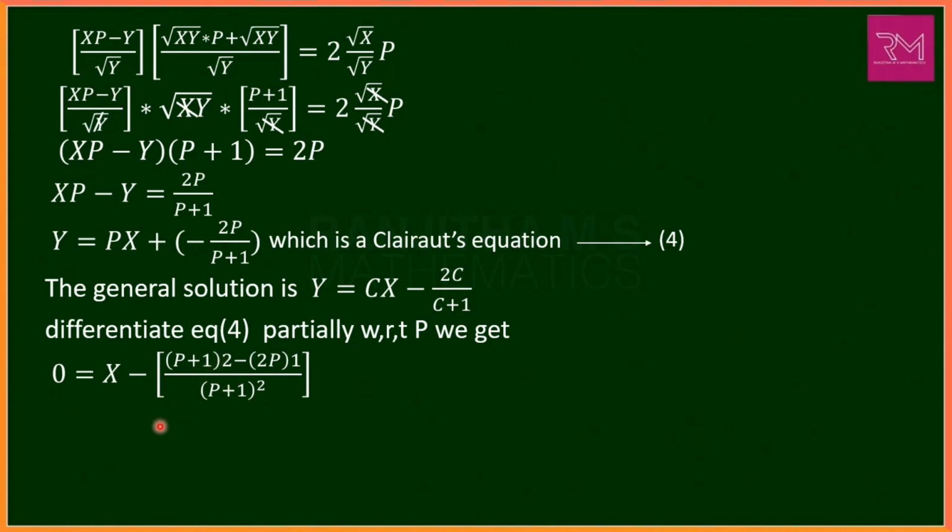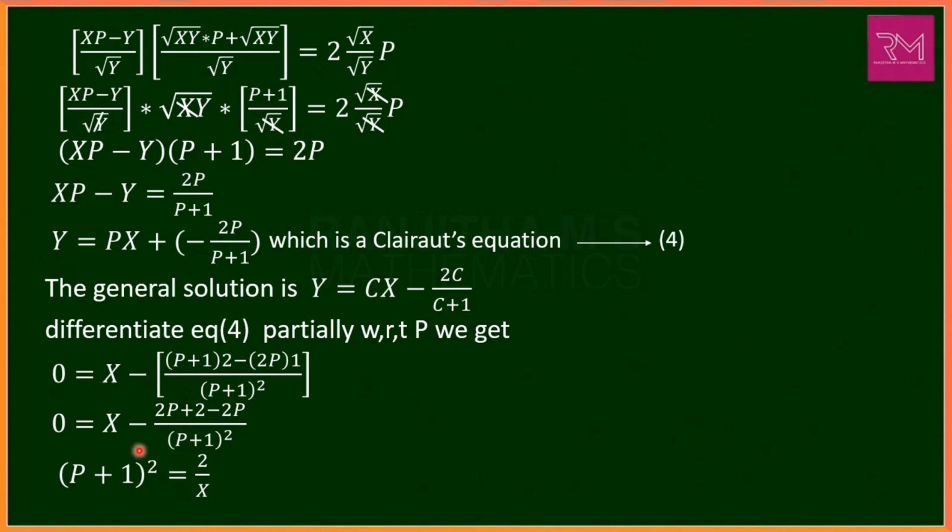Here multiply 2 inside the bracket, we get 0 is equal to x minus 2p plus 2 minus 2p divided by p plus 1 whole square. Here plus 2p minus 2p gets cancelled. Remaining is minus 2 divided by p plus 1 whole square. We take this value to the left hand side. We get a value of p plus 1 whole square as 2 divided by x. That is x is equal to 2 divided by p plus 1 whole square.